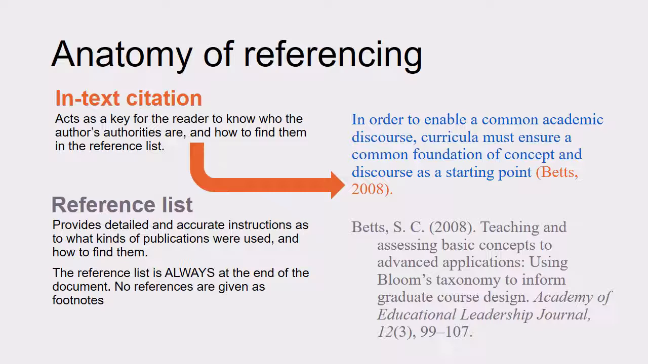So what goes into the reference list? Enough information that the reader is able to access all of the articles that a person has used, will be able to find them. So in the case of this Betts citation, we'll look at it and see that we have a whole lot more information. We've got Betts, we've got the initials, we know what the year is, and then we've got the title of the article that Betts wrote. Teaching and Assessing Basic Concepts to Advanced Applications: Using Bloom's Taxonomy to Inform Graduate Course Design. And then the name of the journal in italics and the volume number in italics.